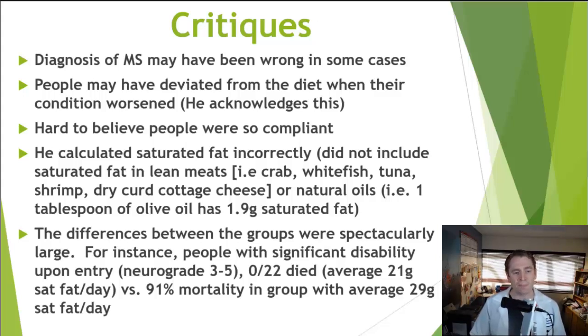To give one example, in one of his studies, the subgroup of people who had significant disability upon entry, in other words, they had neurograde 3 to 5, had 0% mortality, 0 out of 22 died, and they had an average saturated fat consumption of 21 grams per day. But in a group of people who had an average saturated fat consumption of 29 grams per day, they had 91% mortality.